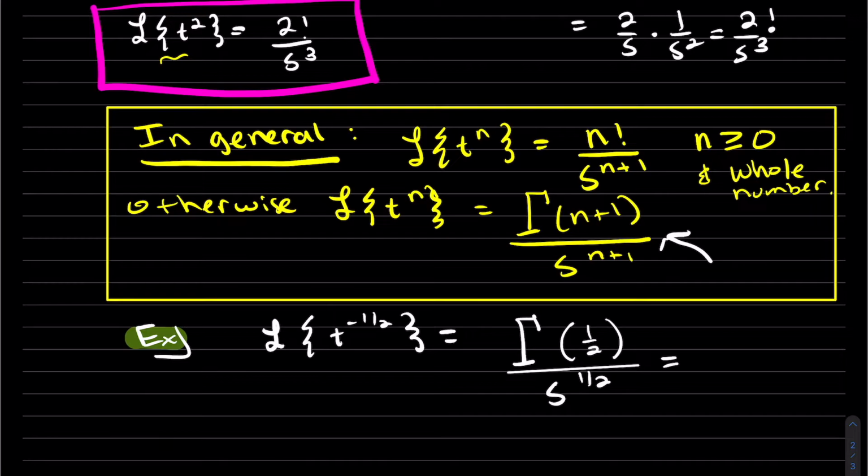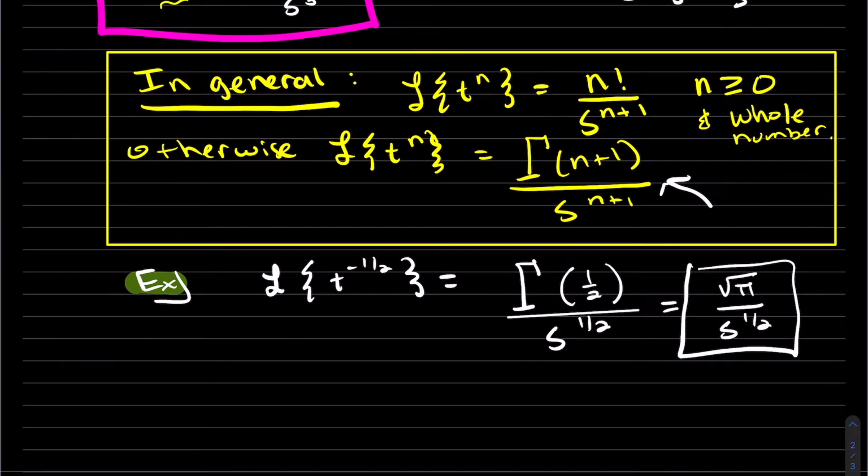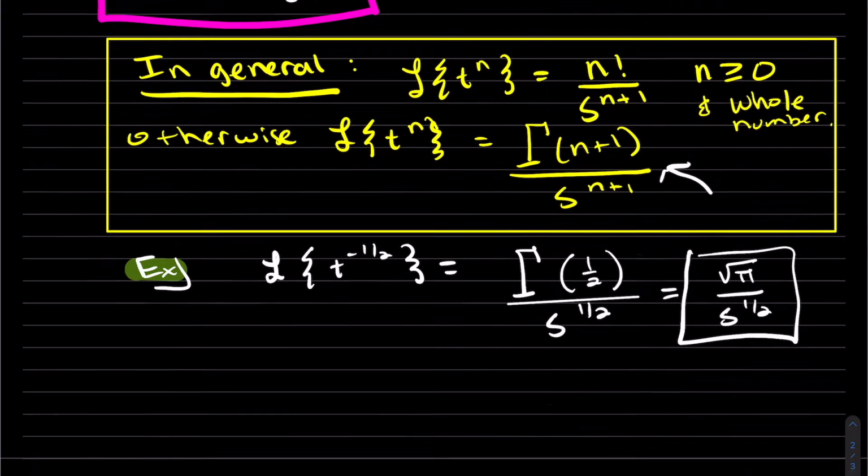And do you remember what gamma of half is? We did it on that last video. It's the square root of pi. So there we get an answer. It's one of those ones you don't want to have to go through and do. You want to memorize it.